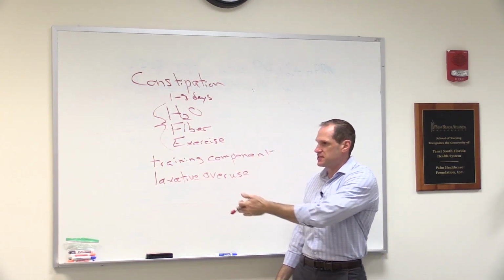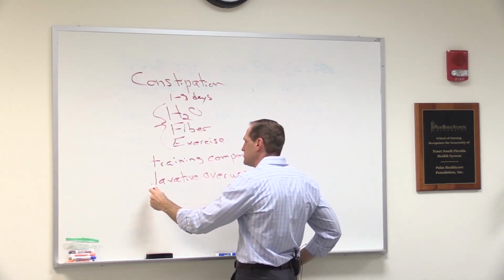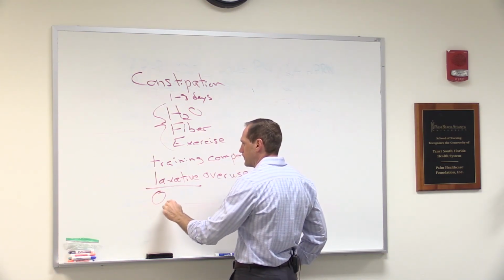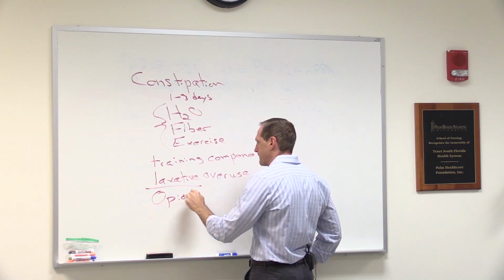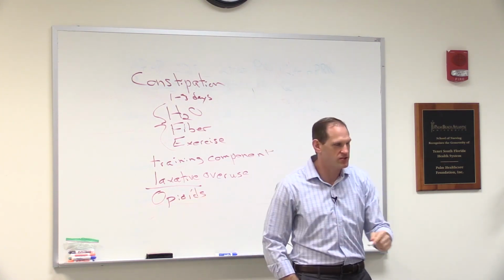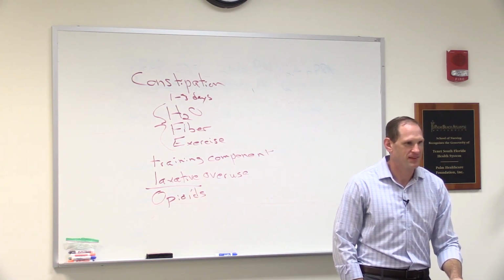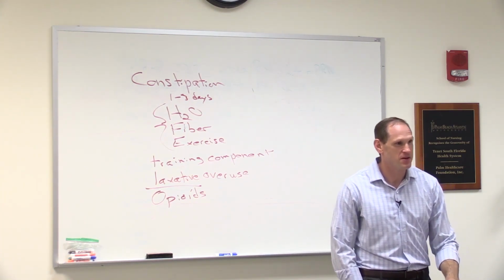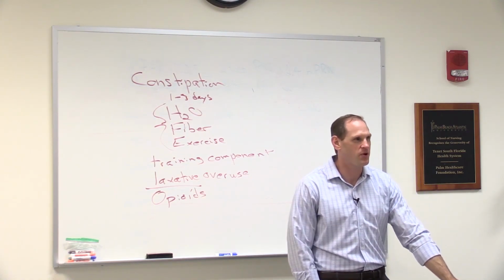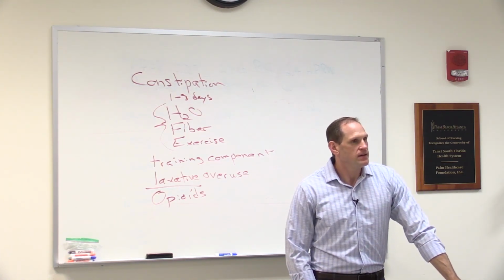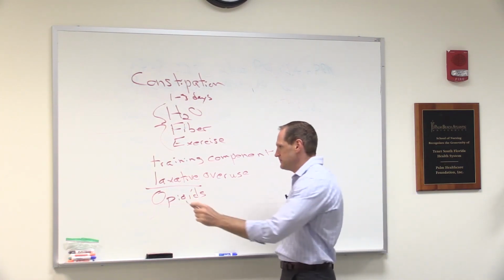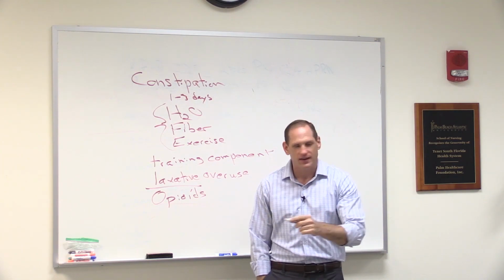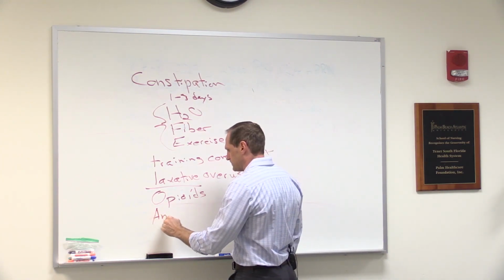Now, in addition to these things, there are also drugs that can cause constipation as an adverse effect. What's the number one? Oh, don't all answer at once. Sorry, we're still writing. There are a number of drugs that are associated with constipation. The number one is opioids. Opioids, right. Next we have the very first drug class you guys ever learned. What was it? Anticholinergics.